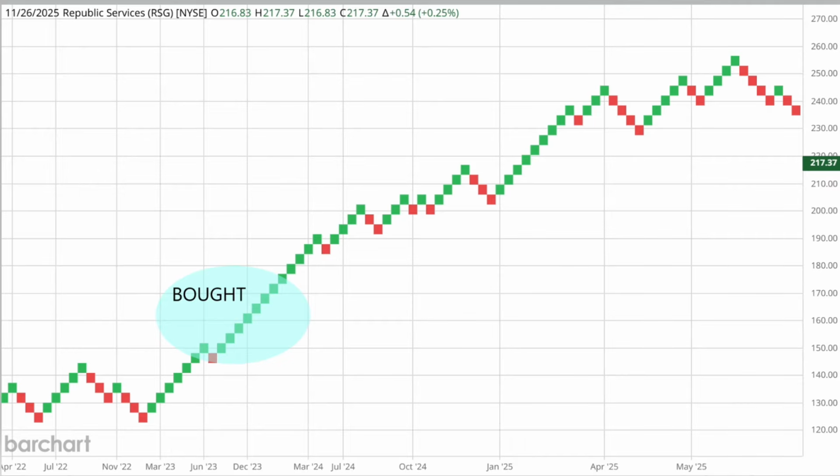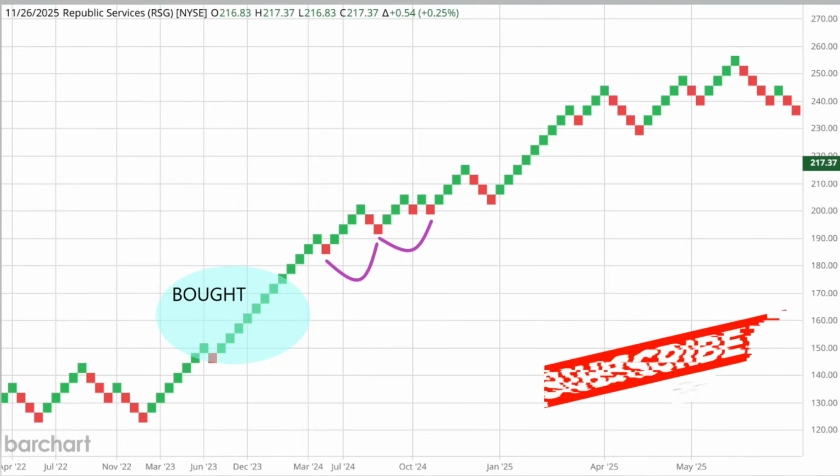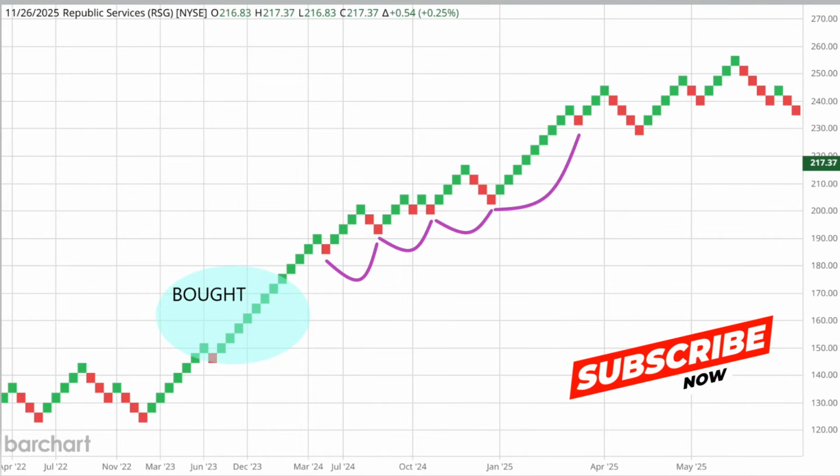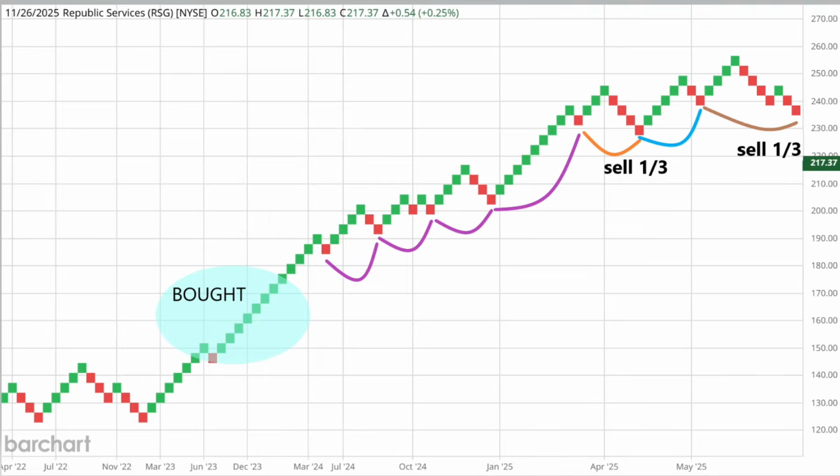So this example shows how quickly trading without an exit plan can turn into hesitation, second-guessing, and emotional stress. And it isn't because we don't understand trend lines or support and resistance. The real challenge is psychological. Which brings us to the next part.